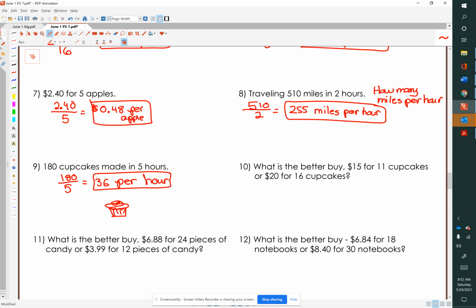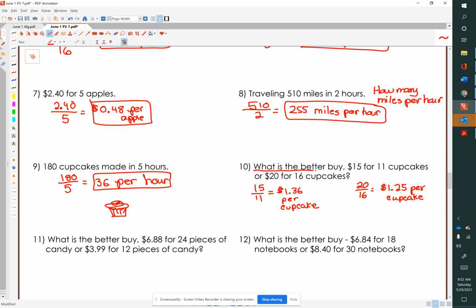Number 10. What is the better buy? $15 for 11 cupcakes or $20 for 16 cupcakes? This is what I'm talking about, students. You can figure this out. So let's do the math on both of them. 15 divided by 11 is $1.36 per cupcake. Okay, so $20 for 16 is $1.25 per cupcake.